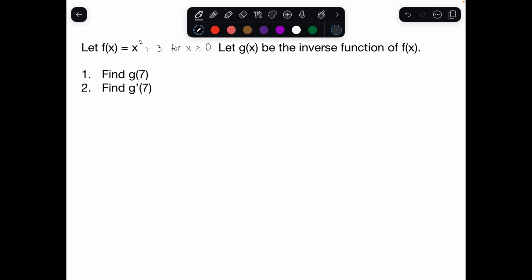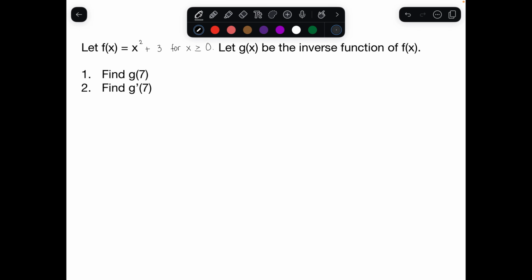So the question says, let f of x equal x squared plus 3 for x greater than or equal to 0. And let g of x be the inverse function of f of x. Then it asks us, 1, find g of 7, and 2, find g prime of 7.